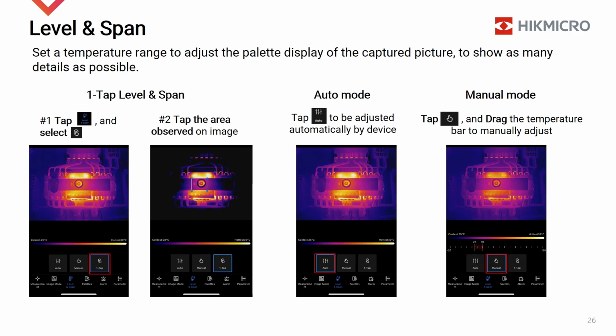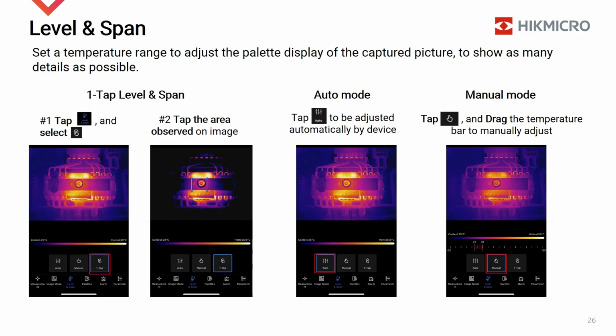Level and span is a function to edit the image effect. Level measures how high the temperature is in the screen, and span judges the difference between the highest and lowest temperatures in the screen. In practice, a target may have very different temperatures from the background, and you don't care about the background at all.